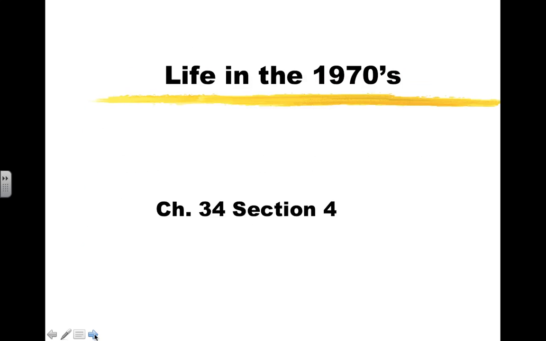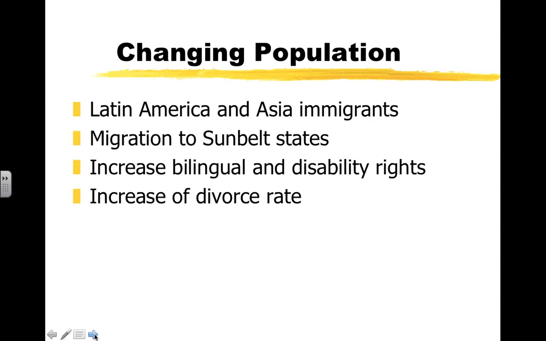And moving on to the 1970s. In the 1970s, we're talking about life-changing, changing population. Latin American and Asian immigrants will be the mass immigrants that come to the United States. We'll see the interregional migration to Sunbelt states, specifically Arizona and California, Florida and Texas. We'll see more rights given to bilingual as well as disability rights, and we'll see again the deterioration of marriage, leading to higher divorce rates. We'll hold quotes the divorce rate being a little above 22.5% during the late 1970s.